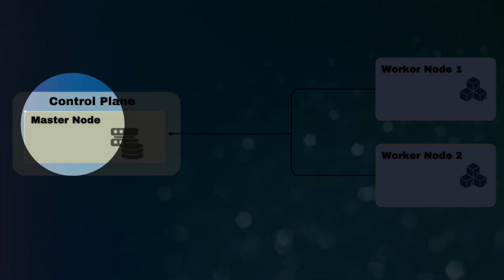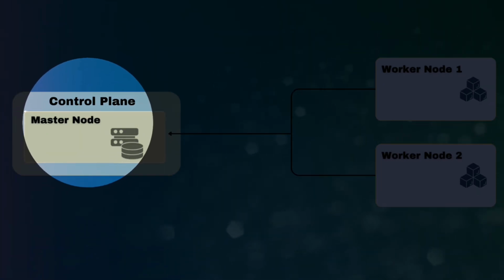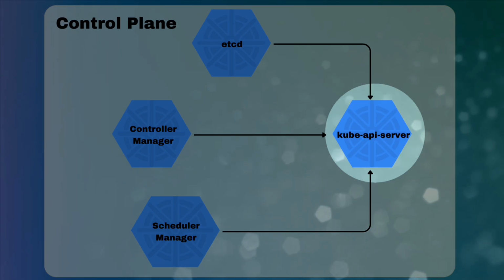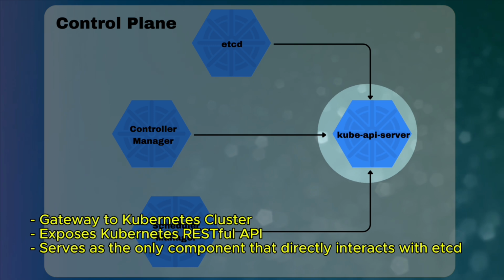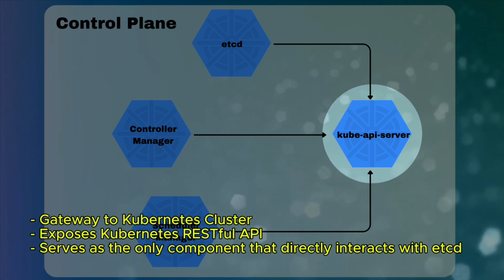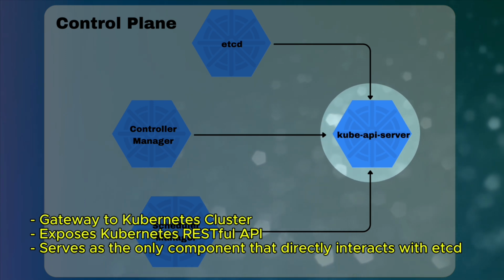Master node or the control plane manages the entire cluster. Control plane has multiple components. API server is the gateway to the Kubernetes cluster. It exposes the Kubernetes API, which is used by the kubectl command line interface.